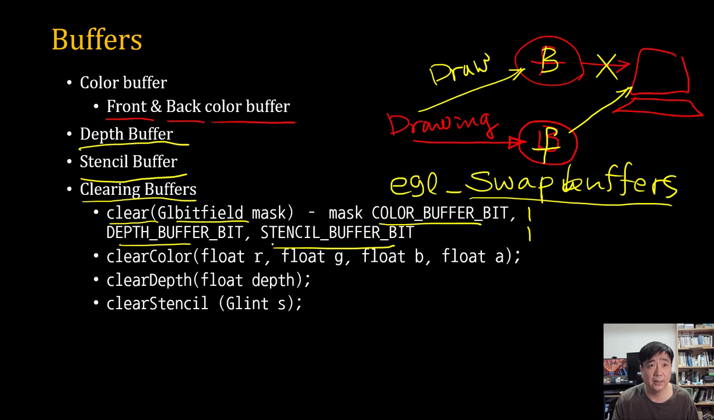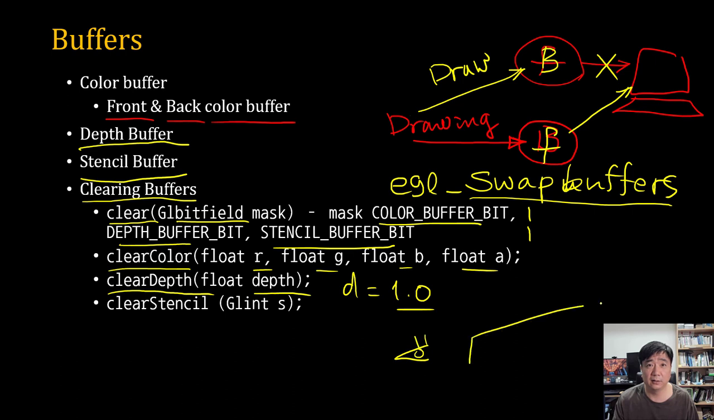If I want to clear the stencil buffer only, then I use the stencil buffer bit, and only the stencil buffer will be cleared. Then we set the clear values. If we set the clear color with RGBA, then the whole color buffer will be filled with this RGB value. If you set the clear depth with a depth value, then it will be cleared with it. The default value is 1.0. 1.0 means the far clipping plane. So we set it to 1.0, and then it will be cleared with 1.0.